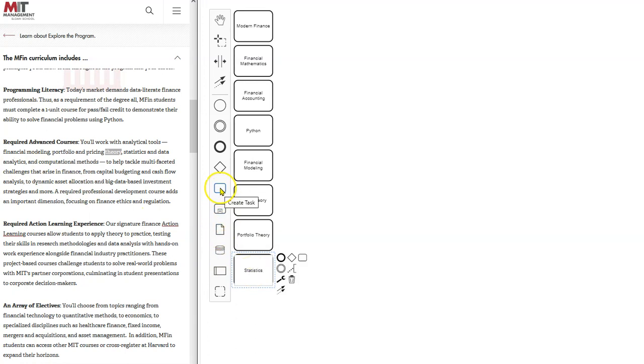Statistics, data analytics. Computational methods. It's kind of a vague one, but we'll add it. Computational method. And I'm keeping all these singular. Well, statistics. Yeah, statistics.